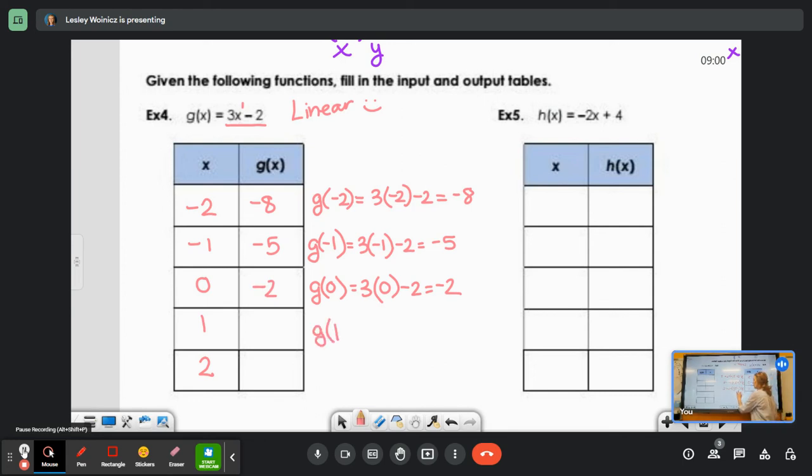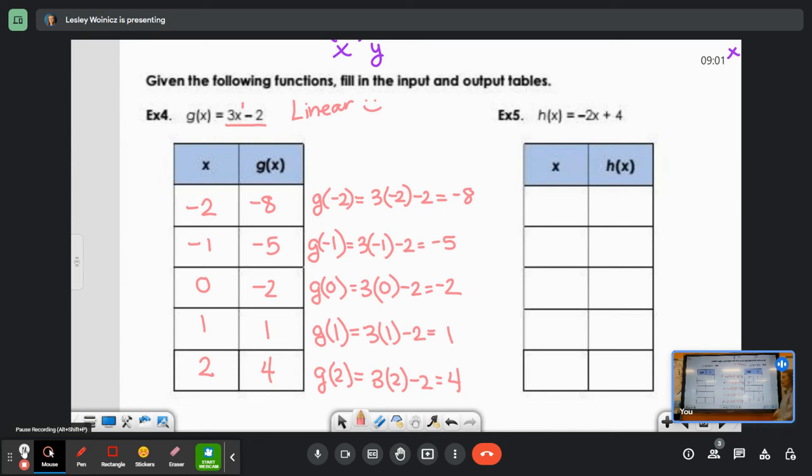Okay, next. g of 1. So the output for 1 is given by the rule 3 times 1 minus 2. 3 times 1 is 3. Subtract 2. 1. Okay, last one. g of 2. 3 times 2 minus 2. 3 times 2 is 6. Subtract 2, 4. You guys can handle that, right?